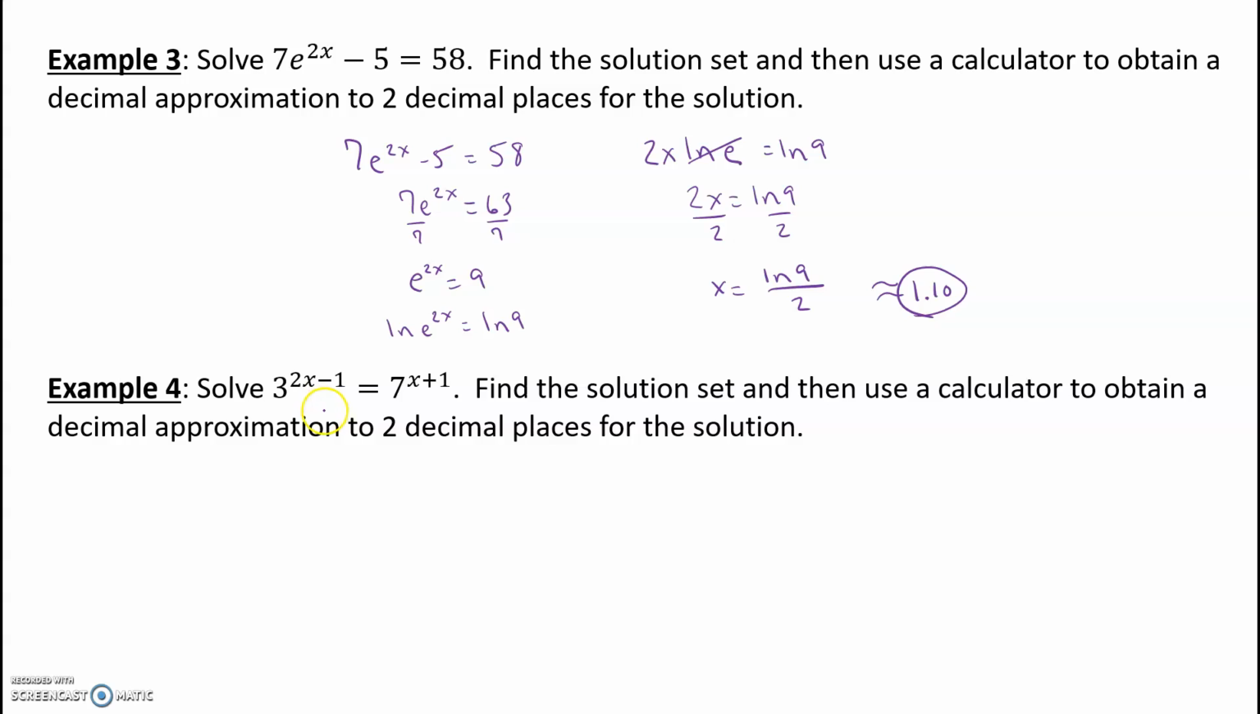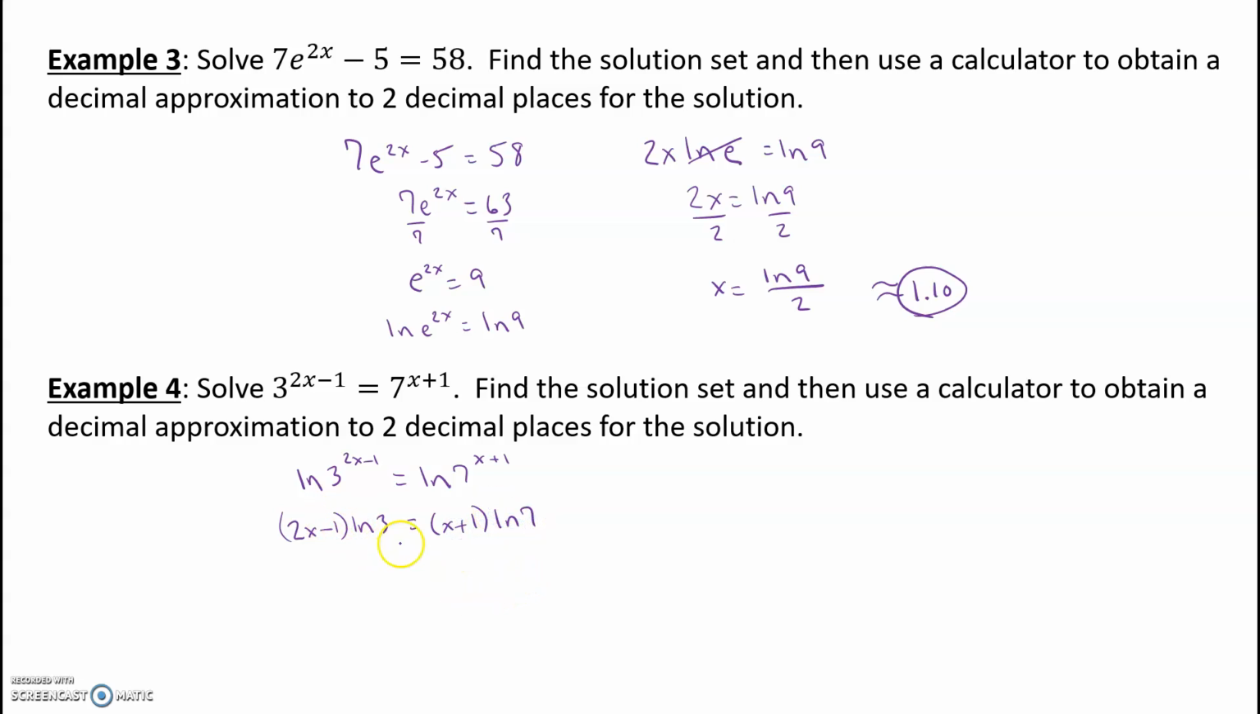Now this one, we actually got something going on both sides, which is okay. We're still going to do our natural log. Natural log of 3 to the 2x minus 1 equals natural log of 7 to the x plus 1. Because again, 3 and 7, I don't know a common base for those. 2x minus 1 comes out front times the natural log of 3. And x plus 1 comes out front times the natural log of 7.